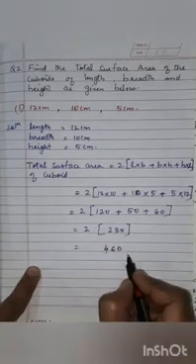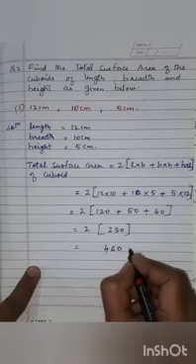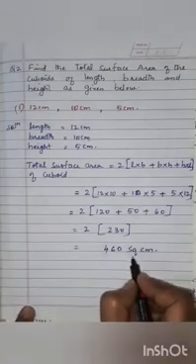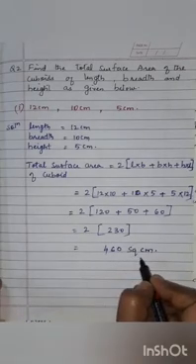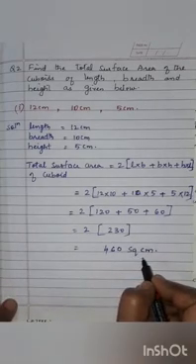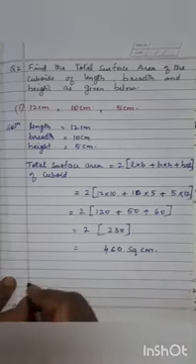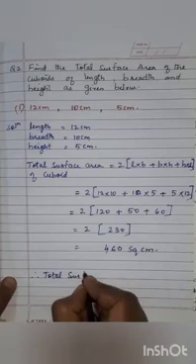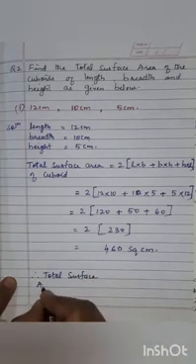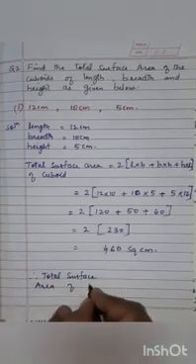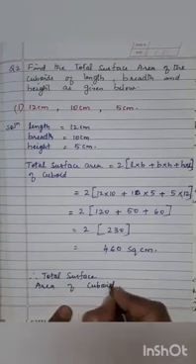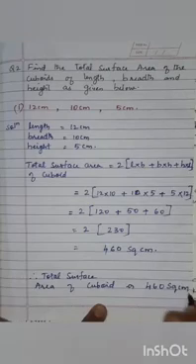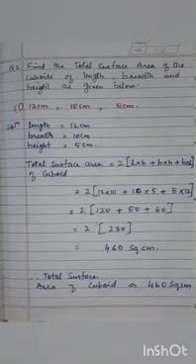Okay children, now what will be the unit? Unit will be what? Square centimeter. Since it is area, the unit for area is always either square centimeter or square meter. Then finally you will write, therefore total surface area of cuboid is 460 square centimeter. So in this way you have to perform.